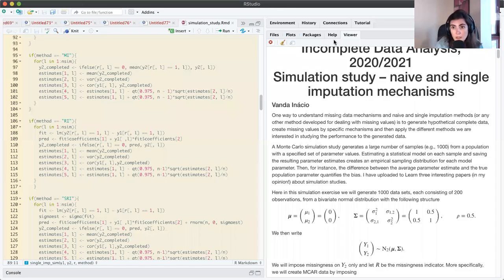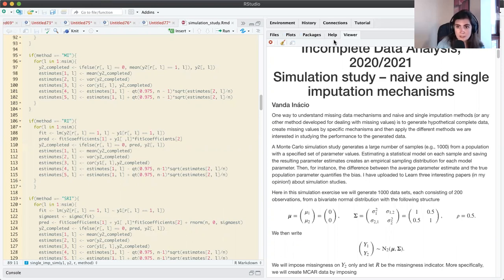Hello everyone, welcome again. In this part, we will be conducting a simulation study to investigate the performance of the naive and single imputation approaches. We have played with simulated data in the past weeks, but we have considered only a single data set. Here, we will be simulating many data sets.